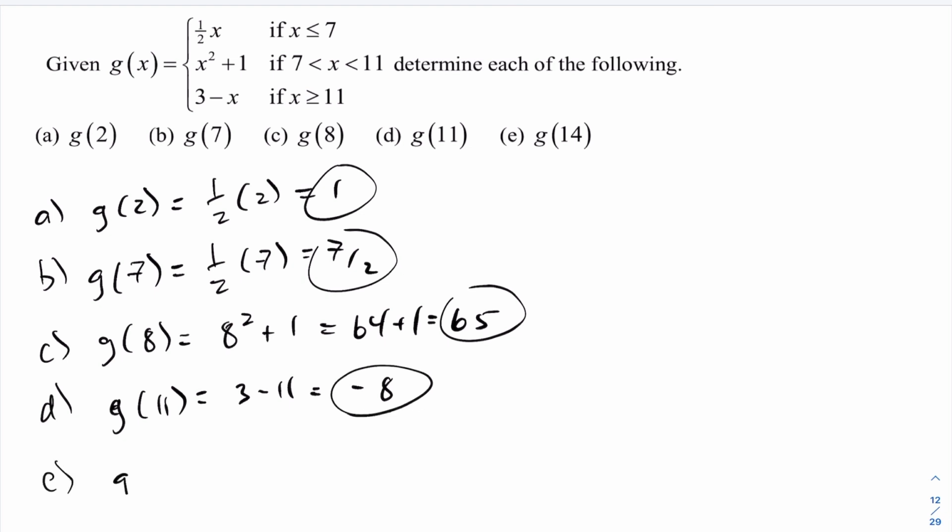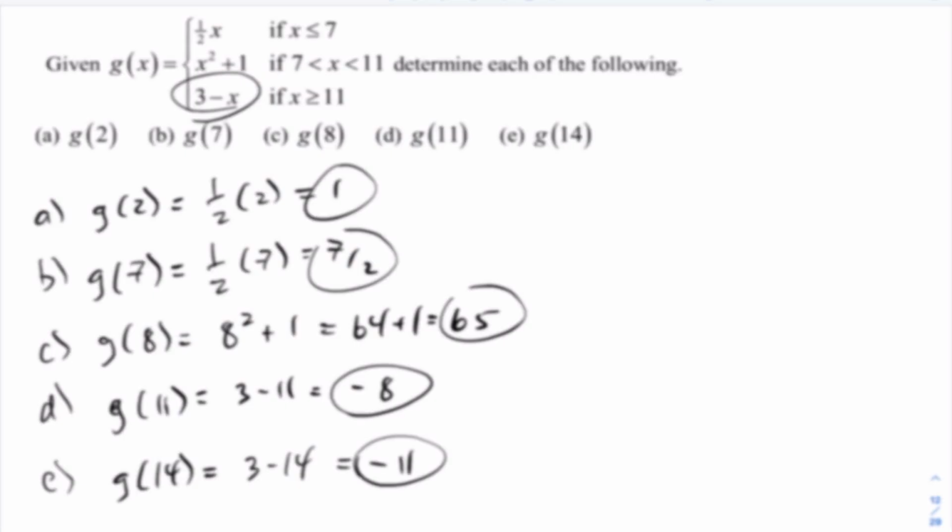And lastly, for part E, they want us to evaluate the function at 14. G at 14 is again within that 3 minus x. This will be 3 minus 14, and giving us -11. Let's take a look at another example here.